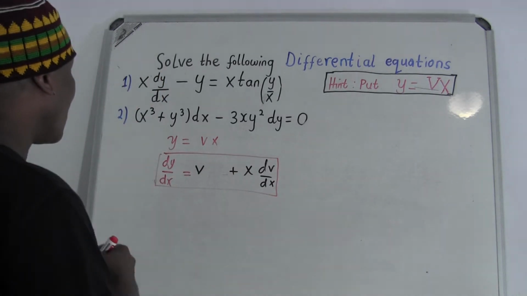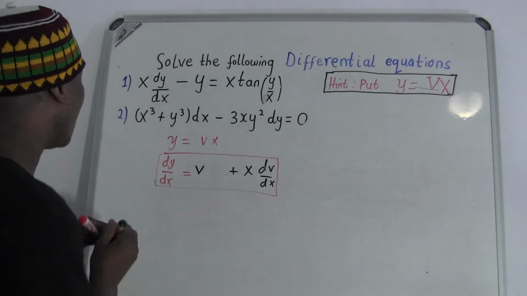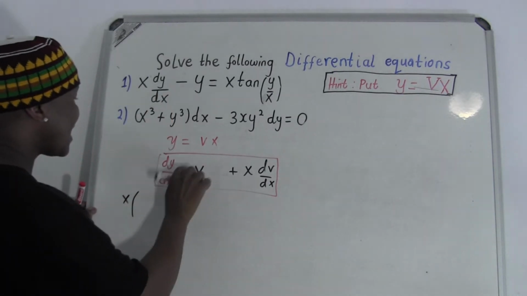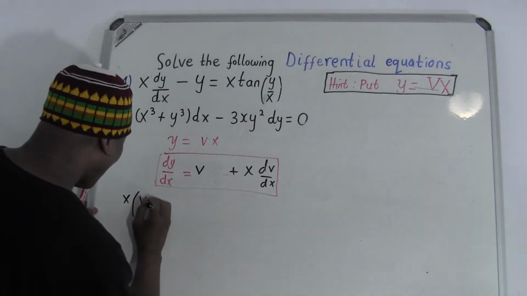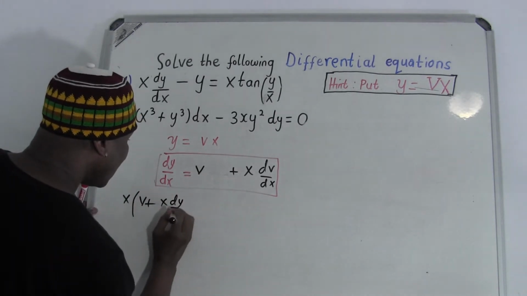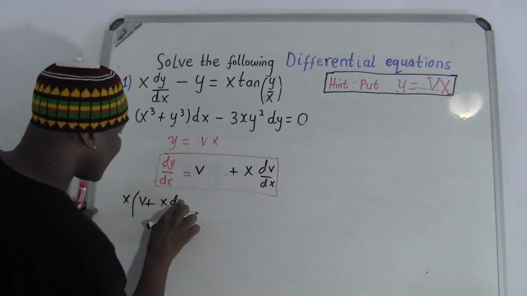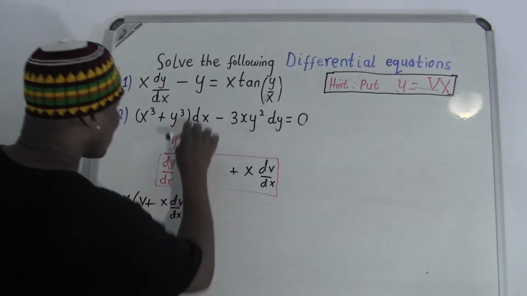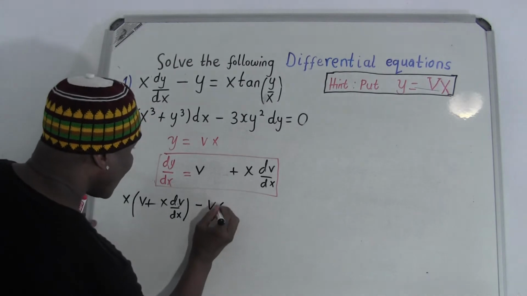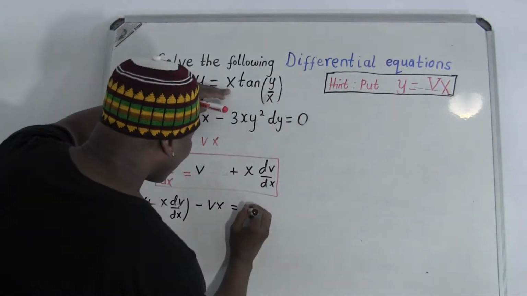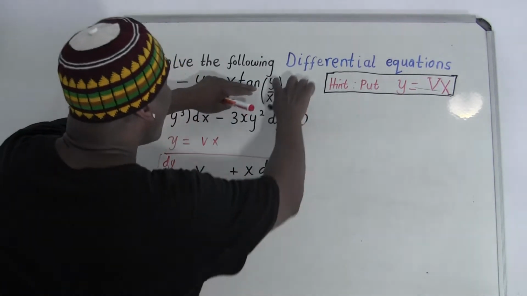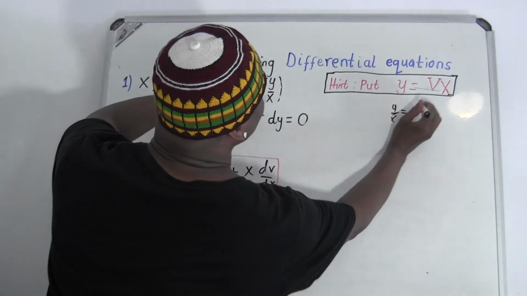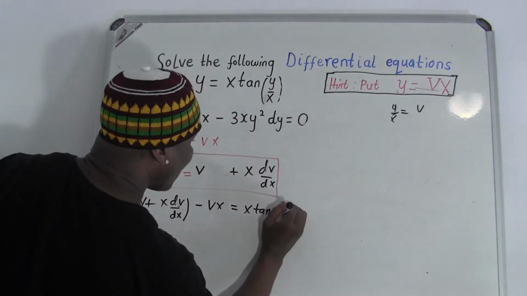Now we go. I can replace a lot of things here. This becomes x times dy over dx, which equals v plus x dv over dx, and then minus y. What is y? y equals vx. So this is going to be vx equal to x tan of y over x. What is y over x? y over x equals v. So this is going to be tan of v.